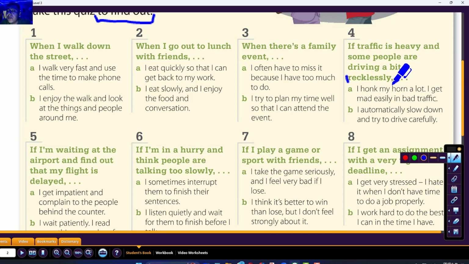So what can you do, or what do you do? A, I honk. Honk is like this, beep beep, beep beep. So I honk my horn a lot, and I get mad easily in bad traffic. Or B, I automatically slow down and try to drive carefully. So what kind of person are you? An A, that you honk your horn like very often, or you automatically slow down and try to drive very carefully because people are driving recklessly.